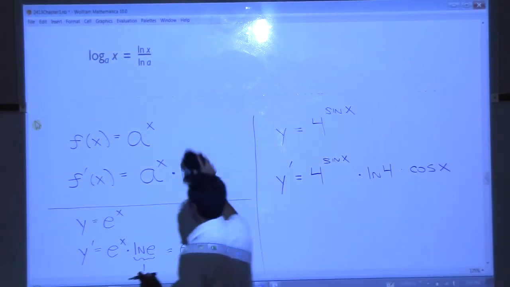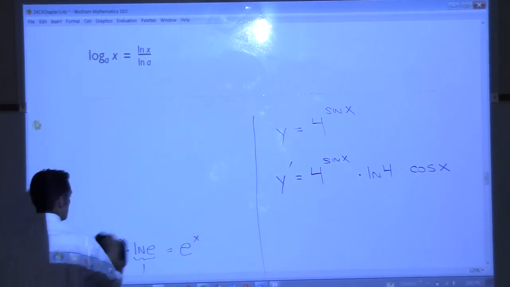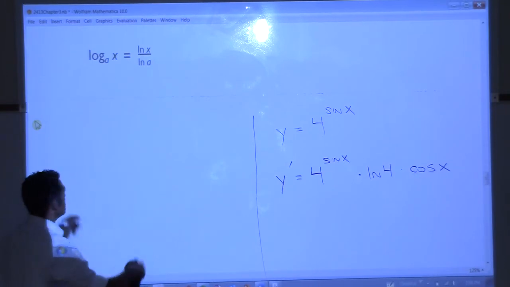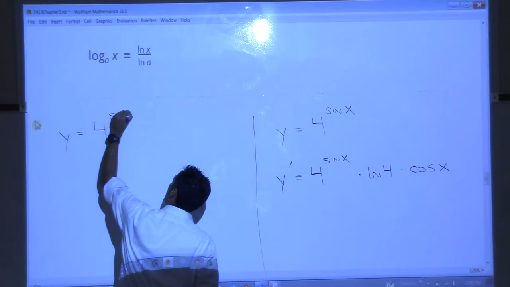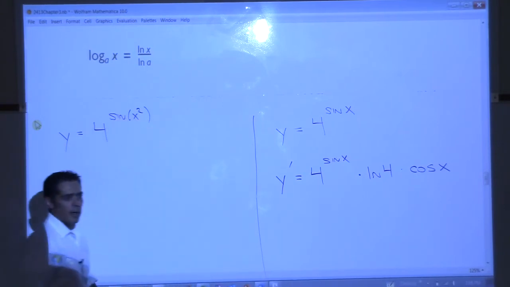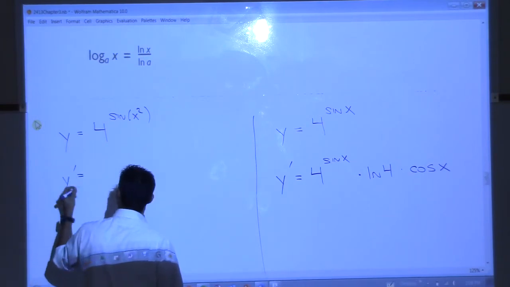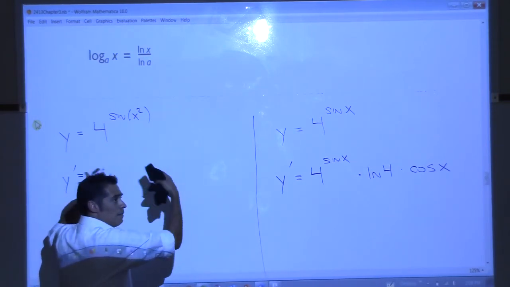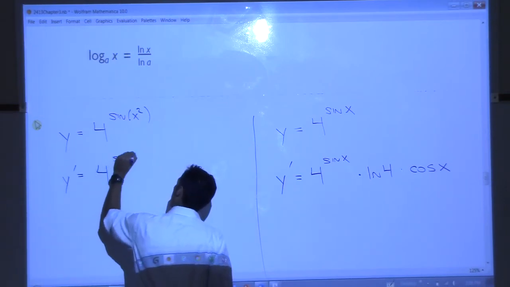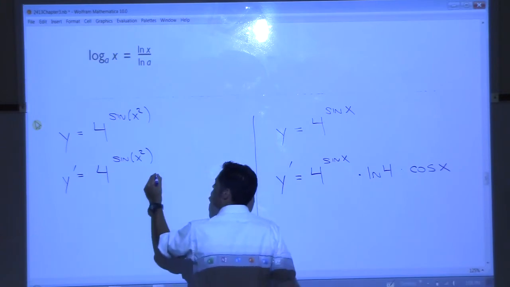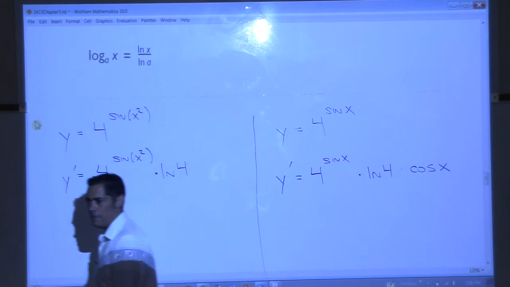Let's do another one. I'm just going to erase this because you've already memorized that, right? So if it were sine of x squared, you'd have to add another layer. So let's do that. 4 raised to the sine of x squared. Okay, the derivative of this would be, well, first the derivative of this is itself, right? Times ln of 4. Okay, that's going to come every single time.